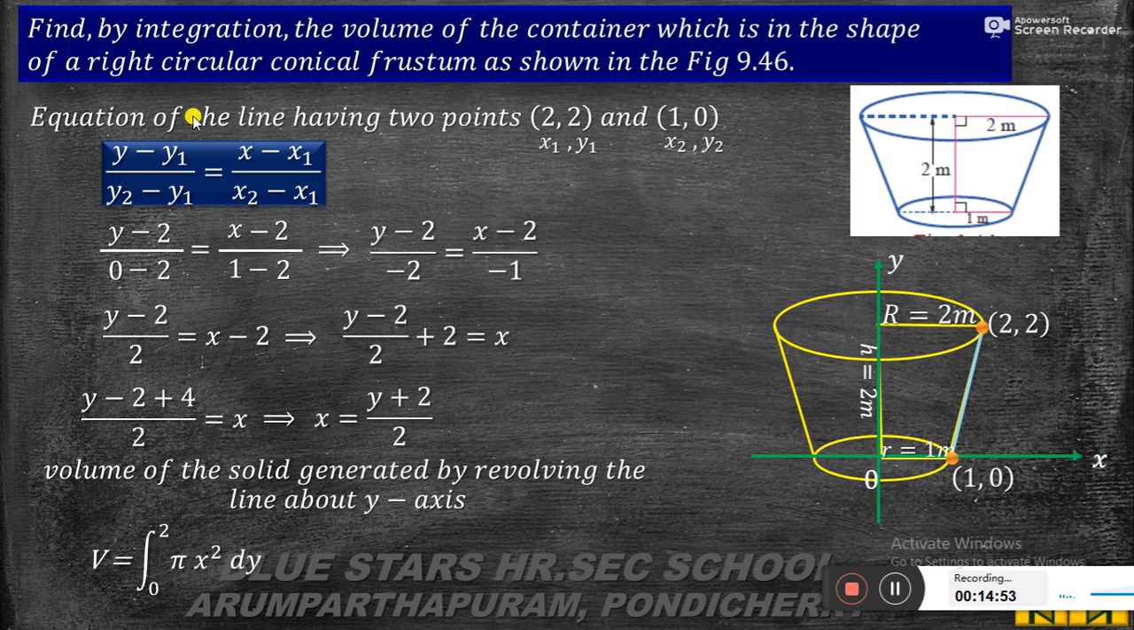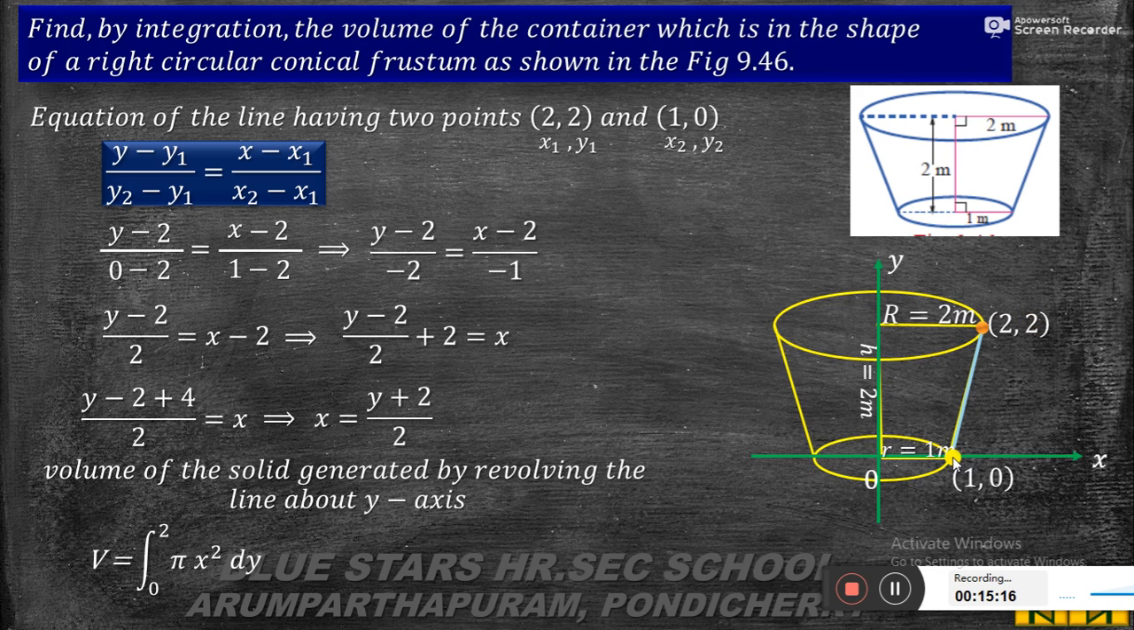So now you see here the point (2, 2). The x-axis is the horizontal length of 2 meters, and the vertical length is 2 meters. The vertical length we take as y, the horizontal length we take as x. So x equal to 2, y equal to 2 means the point (2, 2).